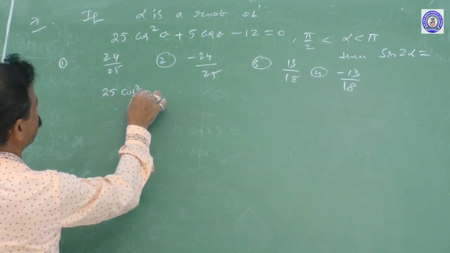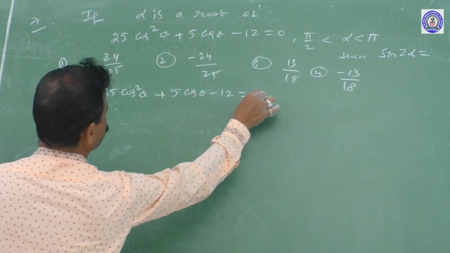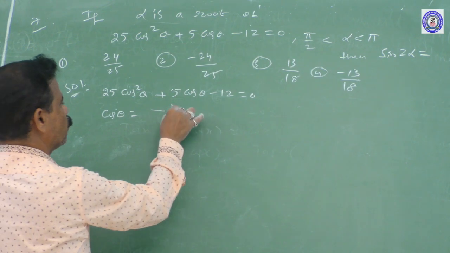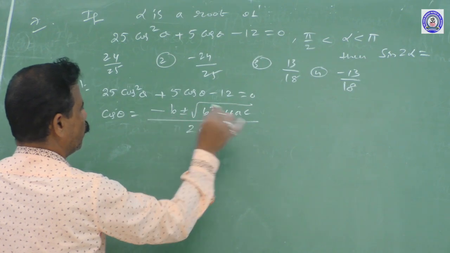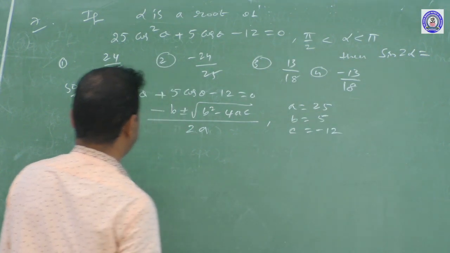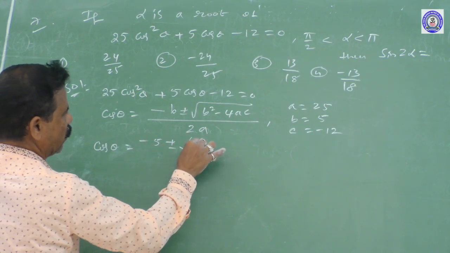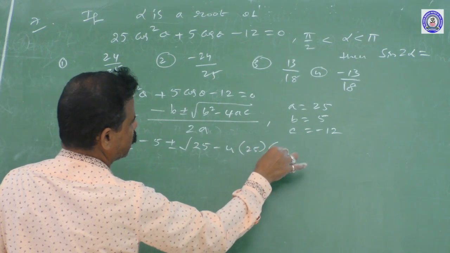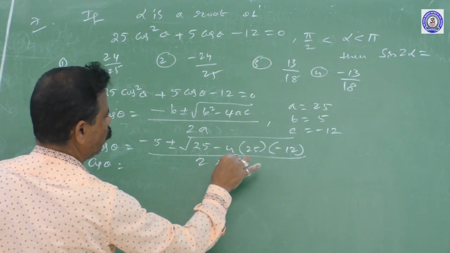25 cos square theta plus 5 cos theta minus 12 is equal to 0, given. So here cos theta is equal to, according to the principle, minus b plus or minus square root of b square minus 4ac by 2a. So here a is 25, b is 5, c is minus 12. Cos theta is equal to minus b, that is minus 5, plus or minus square root of b square, that is 25, minus 4ac, 4 into a 25, c minus 12, by 2a, also 2 into 25.